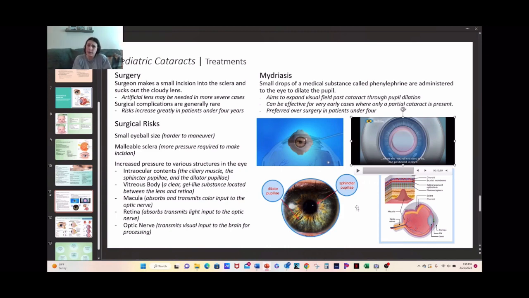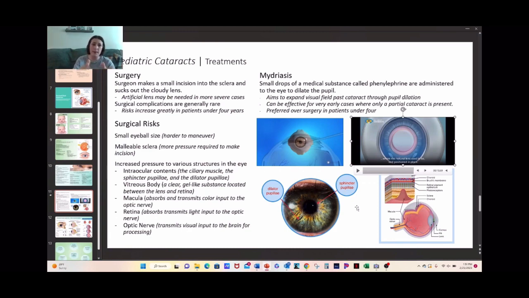Surgical complications are very rare, but risks greatly increase in patients under 4, which is why mydriasis is generally preferred in patients under 4. Because children under 4 just have smaller eyes, it makes maneuvering the parts of the eye and accessing things more difficult. Children under 4 also have a more malleable sclera, which is where the doctor needs to make the incision to remove the cataract.